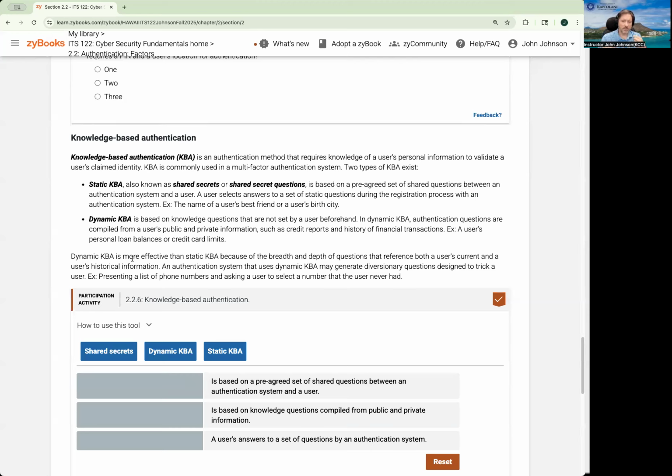So static KBA is also known as shared secrets or shared secret questions. That's when you go to a site, often financial, and when you're setting up your account, they have you create two or three of these pre-agreed shared questions, and they'll ask you, like, what was your best friend's name, or what was the street that you grew up on, things like that.